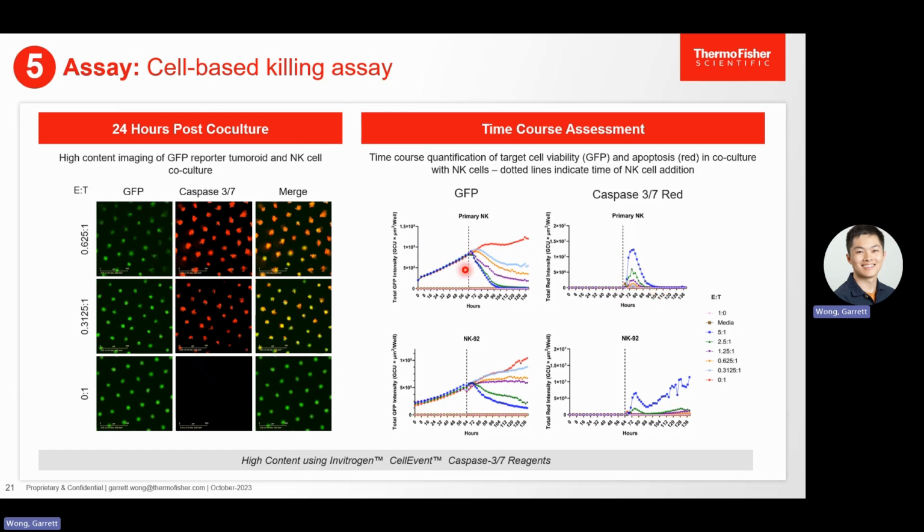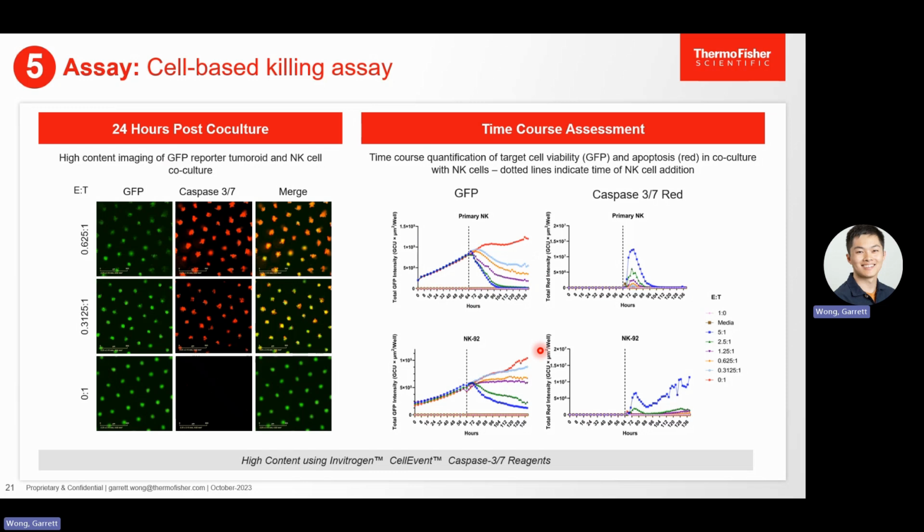And you can clearly see that this is dose-dependent, because with the highest effector to target ratio, which is the dark blue dots, you see the fastest decline in the GFP intensity. And then as you go to lower effector to target ratios, you see the cells die off a lot slower.